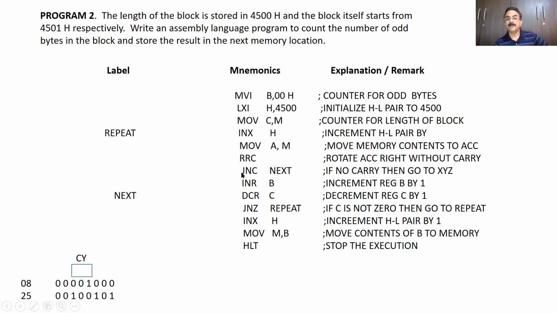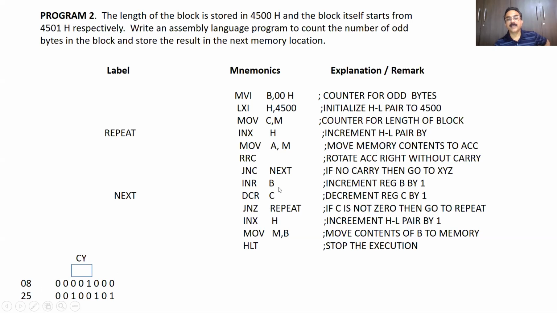So after RRC, if no carry, let us assume if first number is there, then in that case, 0 will go to carry and no carry. If no carry is there, go to next. Next means here DCR C. No carry means your number is even and our program is for odd number. But if there is a carry, then first it will increment the counter, which is B here, and decrement C. In any case, carry or no carry, you'll have to decrement this counter C by 1.